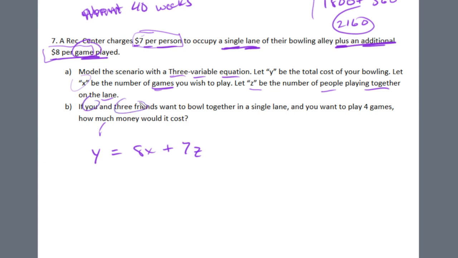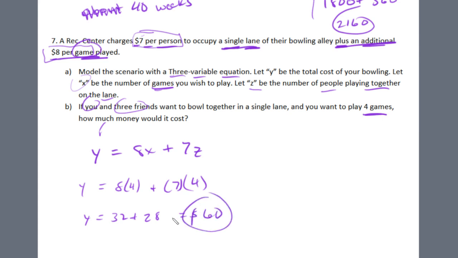If you and 3 friends want to bowl together in a single lane and you want to play 4 games, how much would it cost? Well, first off, how many people are there? You and 3 friends. That's 4 people. So z is the number of people, so you're going to put in 4 for z. And then you're playing 4 games, so you plug in 4 for x, and you solve this. So you get y equals 32 plus 28, and you get 60. $60 to bowl that night. That's pretty cheap. For 4 people to go out, 4 games, it'd take you half a night to do that.